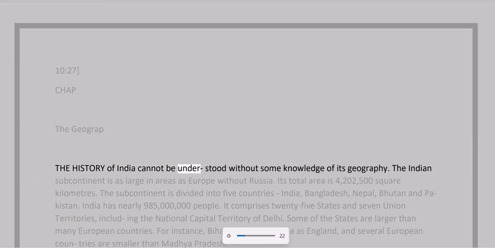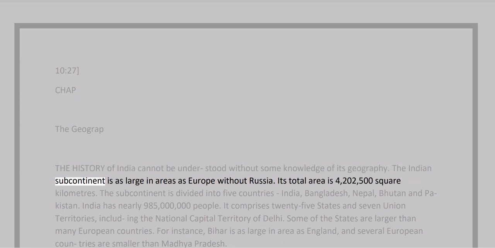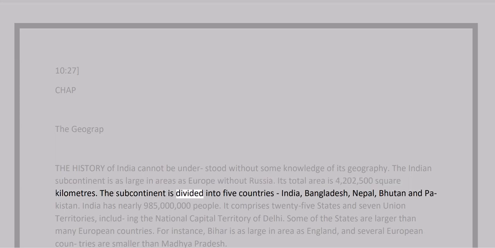The history of India cannot be understood without some knowledge of its geography. The Indian subcontinent is as large in area as Europe without Russia. Its total area is 4,202,500 square kilometers. The subcontinent is divided into 5 countries: India, Bangladesh, Nepal, Bhutan and Pakistan.